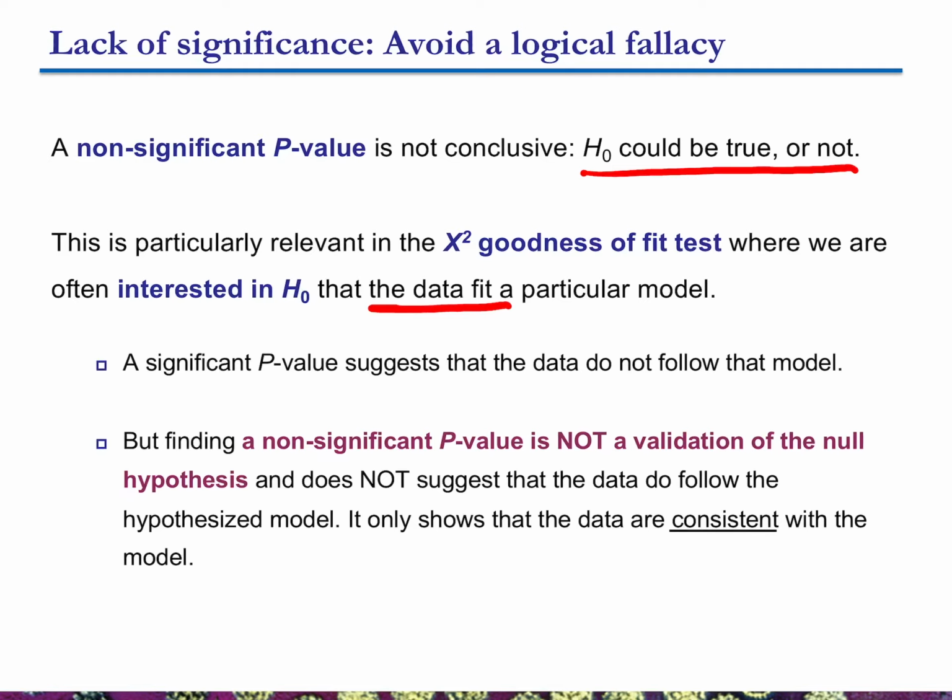So a significant p-value is suggesting that our data does not fit a particular model, a genetic model or whatever. But a non-significant p-value, again, is not going to be a validation of the null hypothesis, and it does not suggest that the data do follow the hypothesized model. It only shows that the data are consistent with it. We have to be careful with our wording here, okay? If you accept your null hypothesis, all you can really say is that your data are consistent with that null model. You can't say that they are proving that null model or whatever, okay?